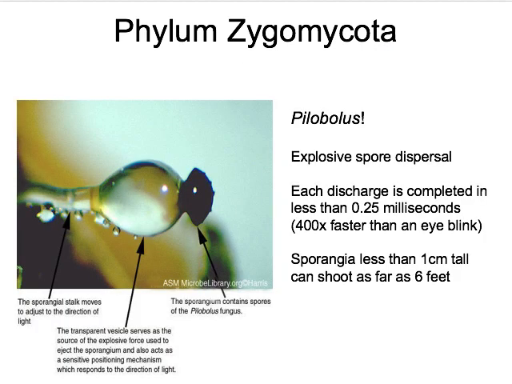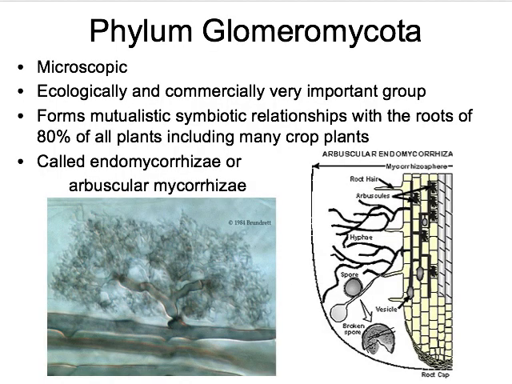Here's a cool example. It's called Pilobolus, and it has an explosive spore dispersal. It's one of the fastest biological movements that we've recorded. Each discharge of the spore is completed in less than 0.25 milliseconds, which is 400 times faster than you can blink your eye. The sporangium is less than 1 centimeter tall, and yet it can shoot this little spore 6 feet away. Pretty stunning.